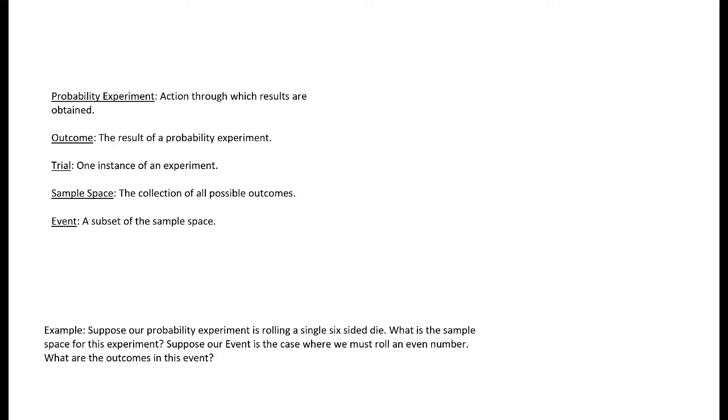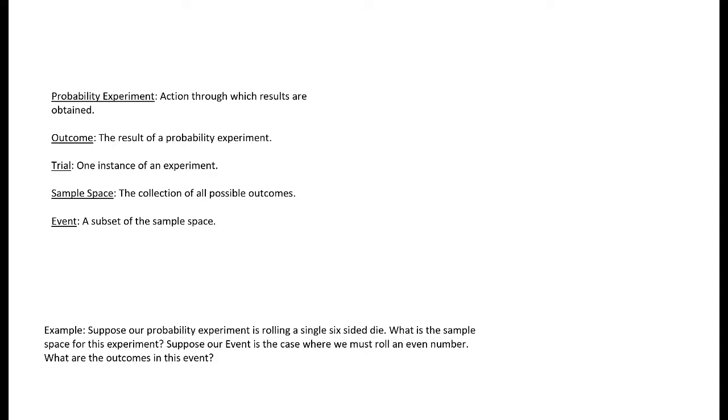You roll a six-sided die. You're going to land on either numbers 1 through 6. Those are all probability experiments. The results of these experiments are what we refer to as outcomes. So the outcome is the result of a probability experiment.